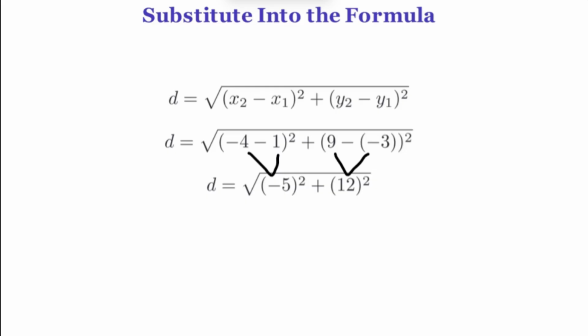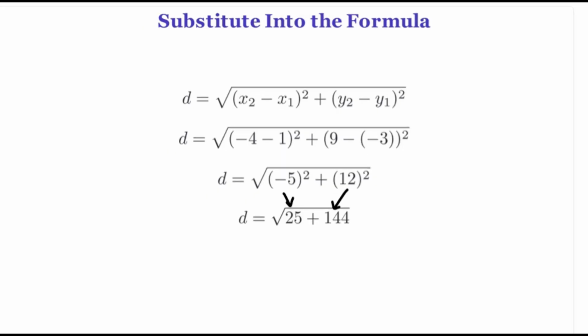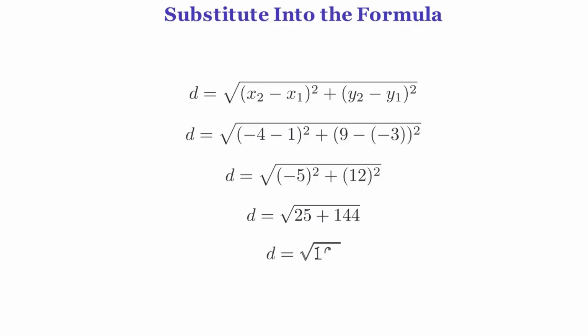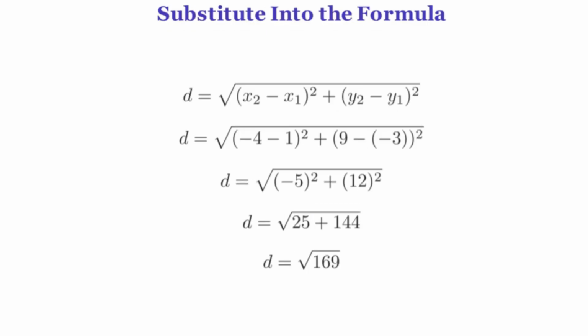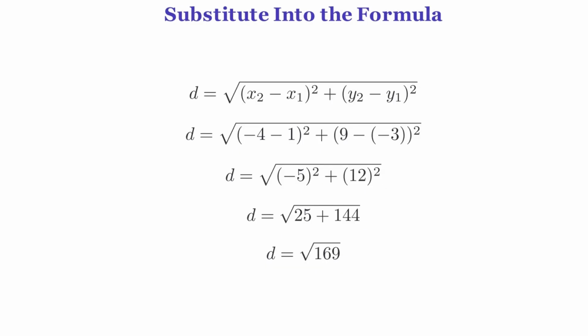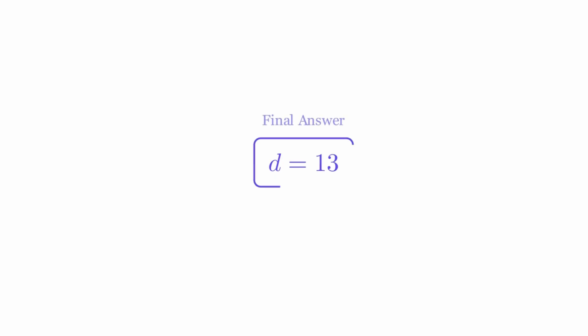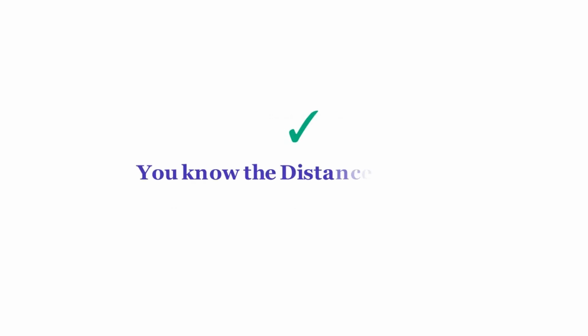12 squared is 144. Now we have the square root of 25 plus 144, which is the square root of 169. And the square root of 169 is exactly 13. So the distance between the points (1, -3) and (-4, 9) is 13 units.